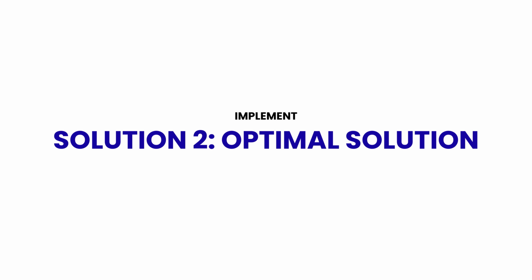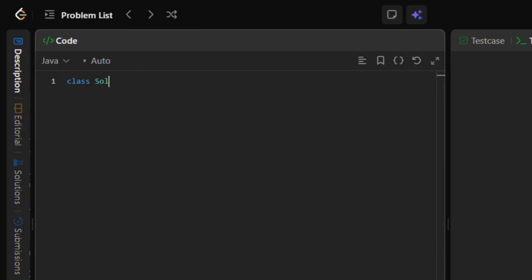Now let us try another implementation approach using solution 2. We begin by defining the solution class. This is the container that will hold our method. Then we declare the two-sum method. It receives an array of integers and a target value we want two numbers to add up to. Next, we create a hash map called M.